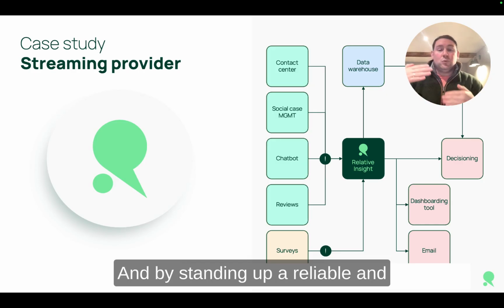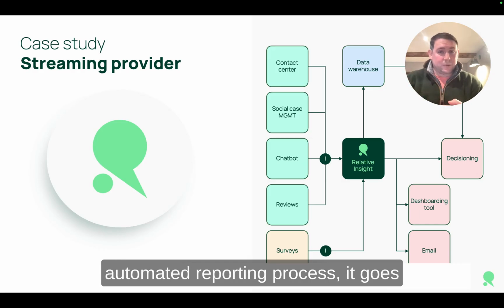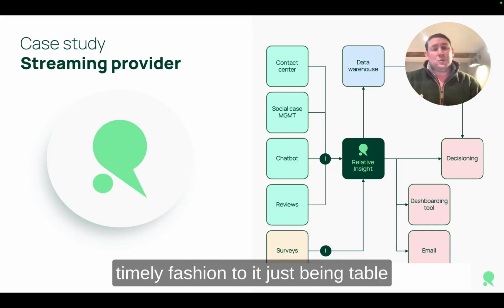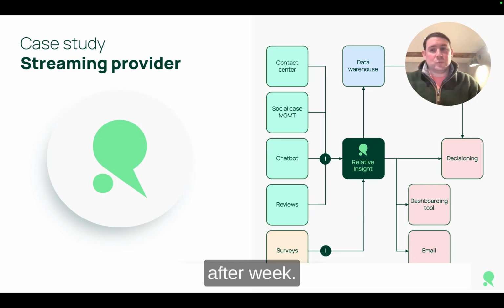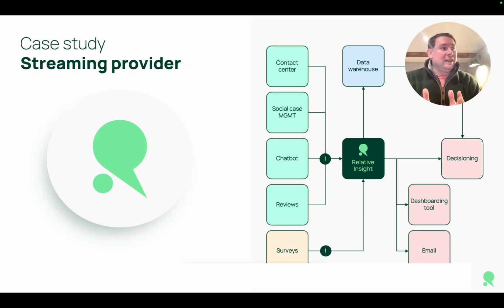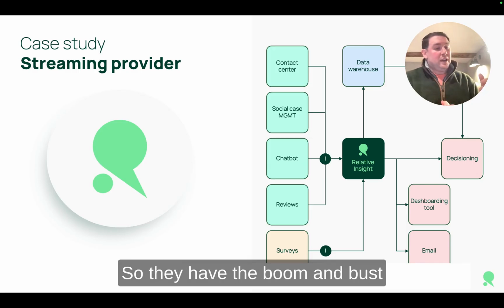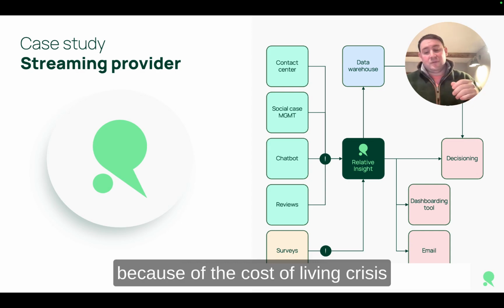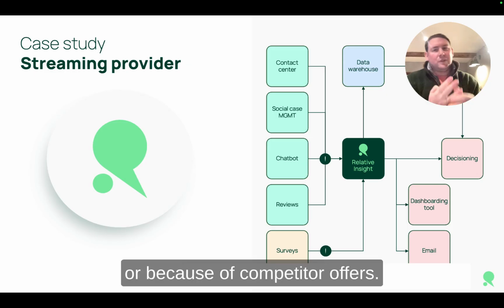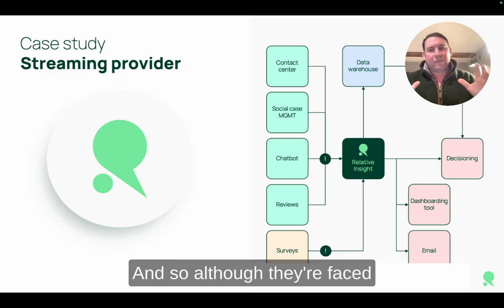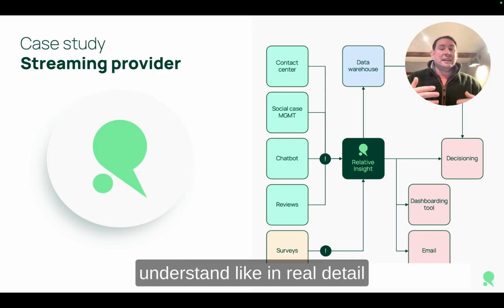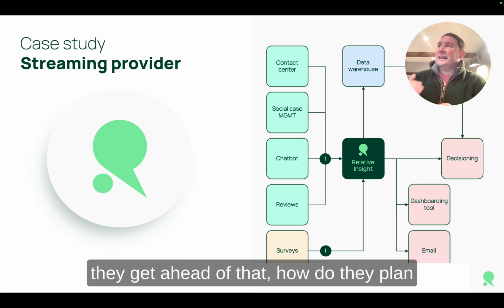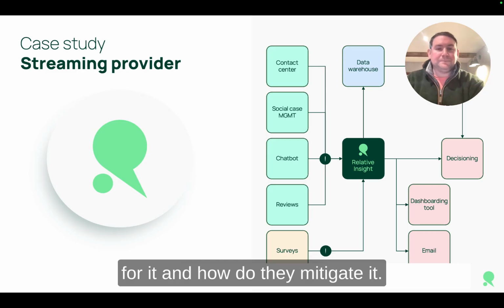And by standing up a reliable and automated reporting process, it goes from being a really big mission to try and get a joined up story in a timely fashion to it just being table stakes and it happening week after week after week. And obviously, the streaming provider faces some of the challenges that you would expect. They have the boom and bust of people joining and churning because of key shows that are coming on, or because of the cost of living crisis, or because of competitor offers. And so, although they're faced with some of these challenging headwinds, we're able to help them understand, in real detail, what exactly is driving people to leave or to join, and how do they get ahead of that? How do they plan for it, and how do they mitigate it?